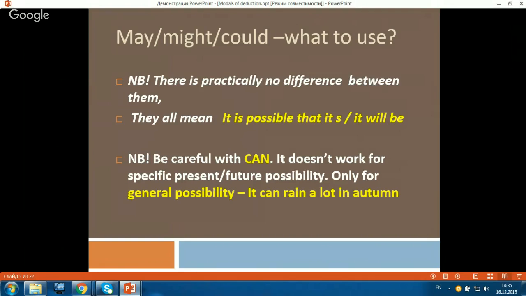Please be attentive, guys. Be careful with the modal verb can. There is a temptation to use the modal verb can to express future possibility. But this verb doesn't work for specific present or future possibility. It works only for general possibility. For example, in our country, it can rain a lot in autumn. It's a general possibility, but we don't talk about the possibility of rain today or tomorrow, specific possibility. Please remember.